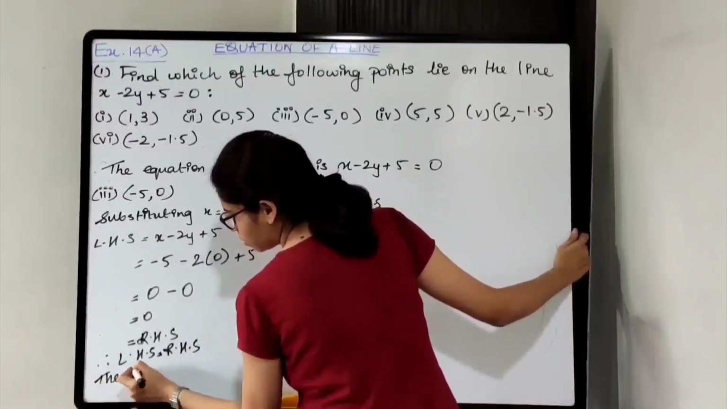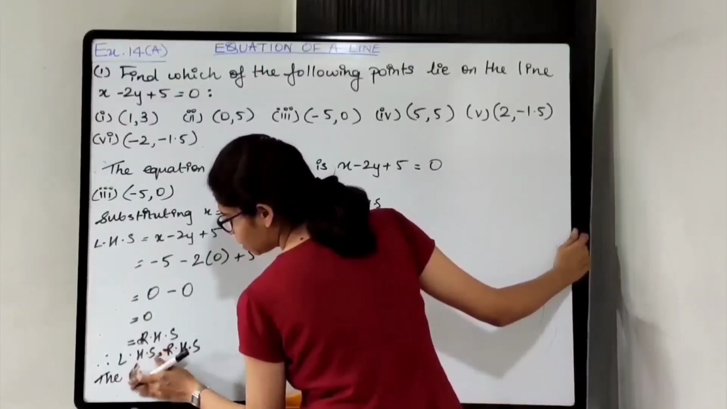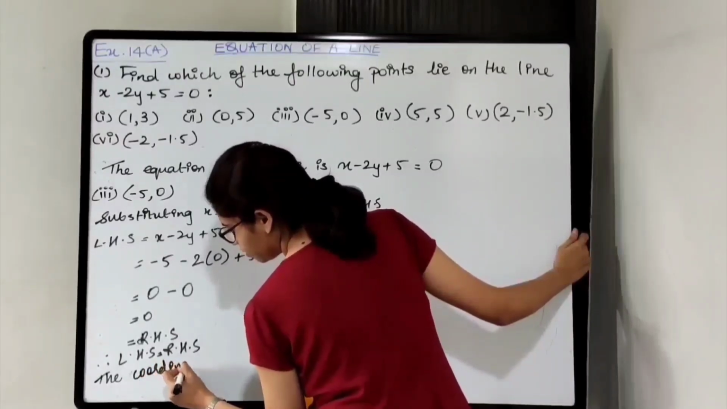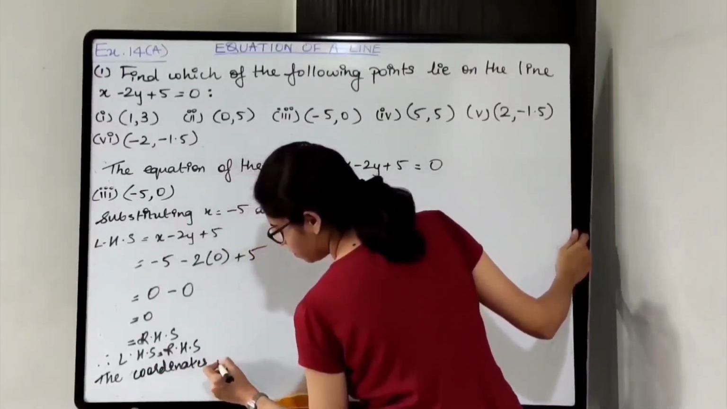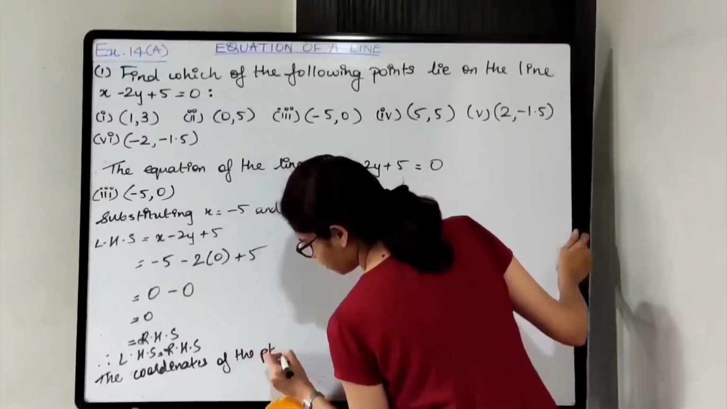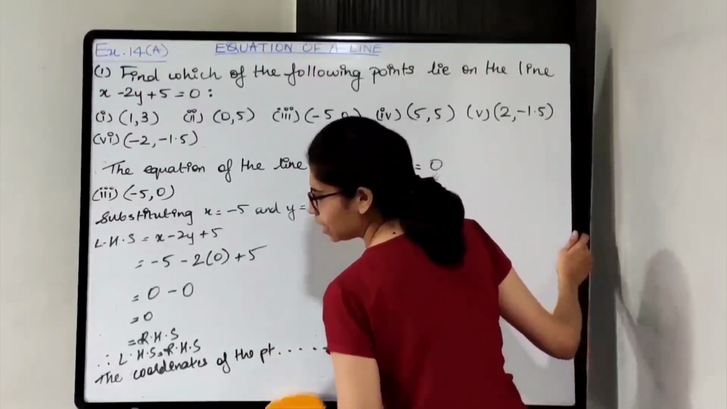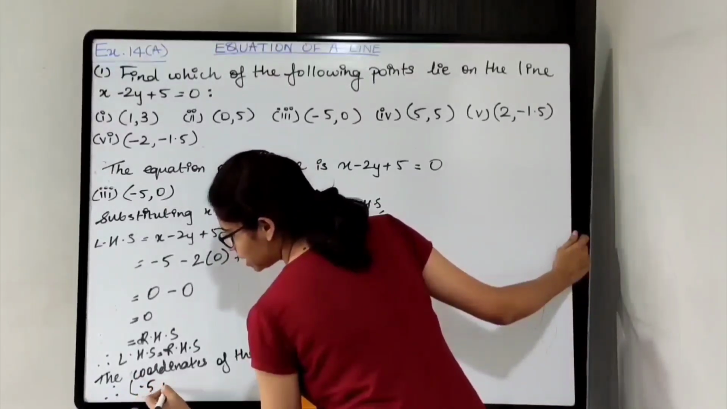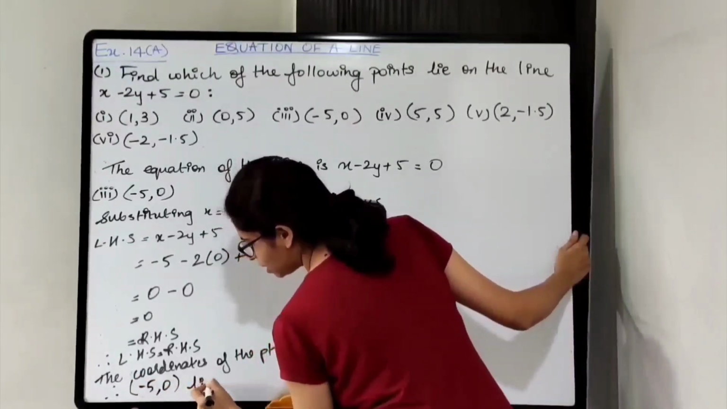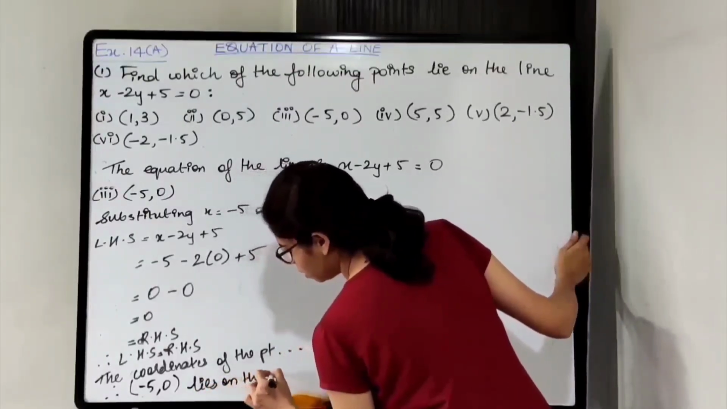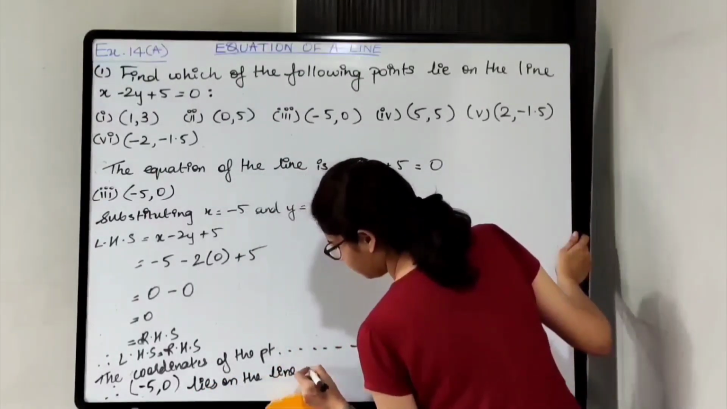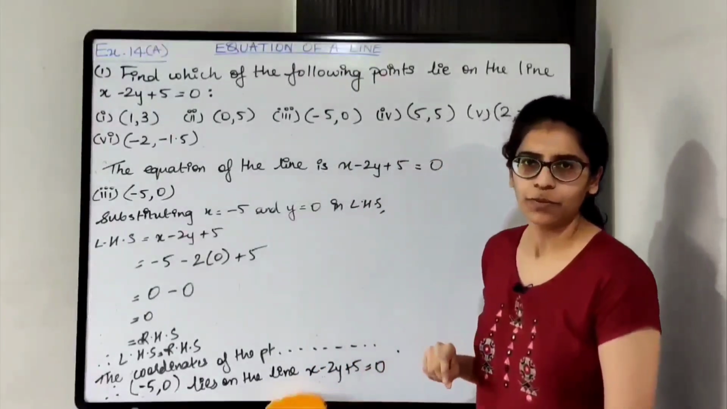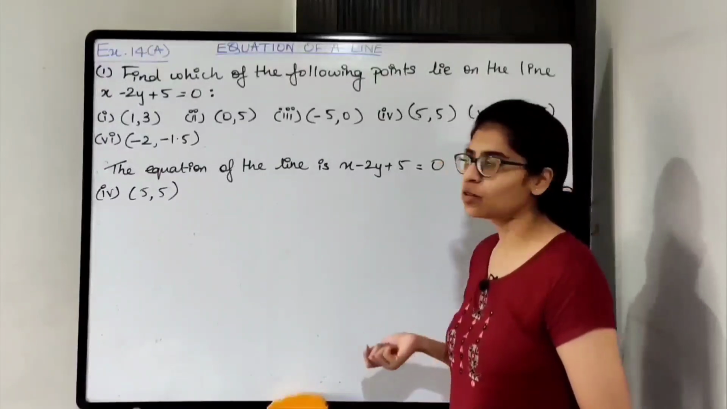The point, that is the coordinates, satisfy the equation. I'm not writing the entire thing. Therefore, minus 5, 0 lies on the line x minus 2y plus 5 equal to 0. Okay. Moving on to next coordinates.